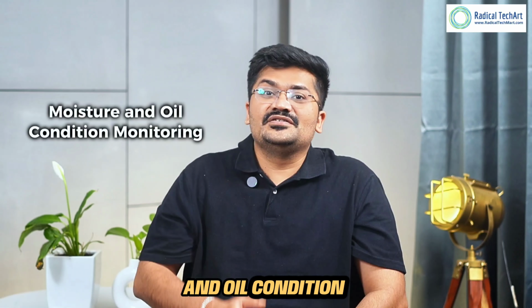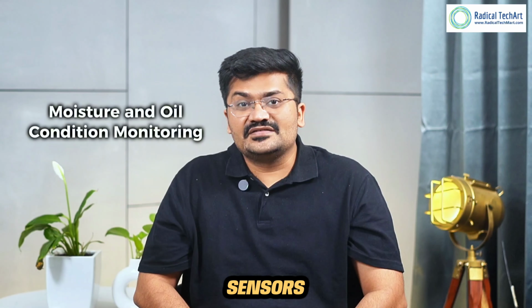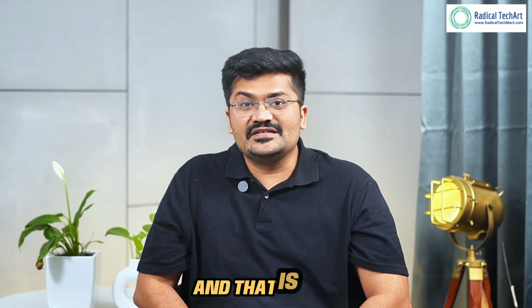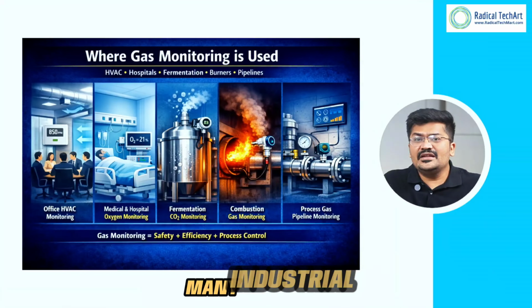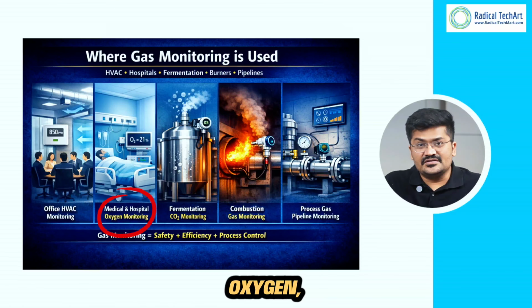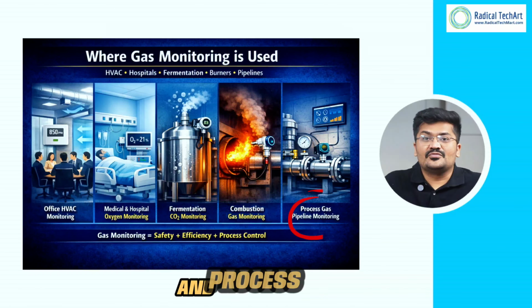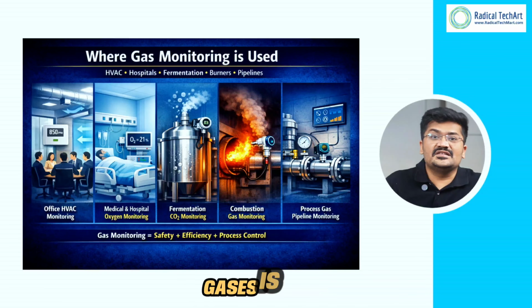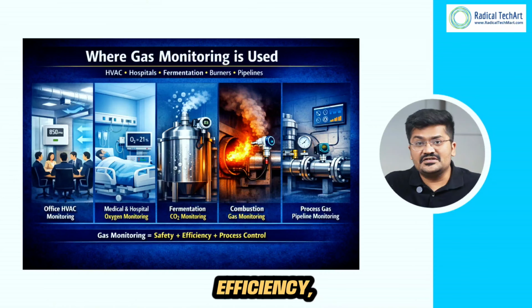In the previous module, we learned about moisture and oil condition monitoring, including moisture sensors and moisture in oil monitoring systems. Now, we will move to another important area of industrial measurement, and that is gas measurement systems. Many industrial processes involve gases such as carbon dioxide, oxygen, compressed air, and process gases. Monitoring these gases is very important for safety, process efficiency, and environmental control. So, today we will understand gas sensors and gas transmitters and where they are used in industrial applications.